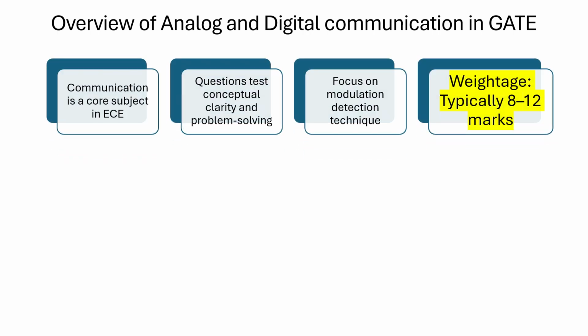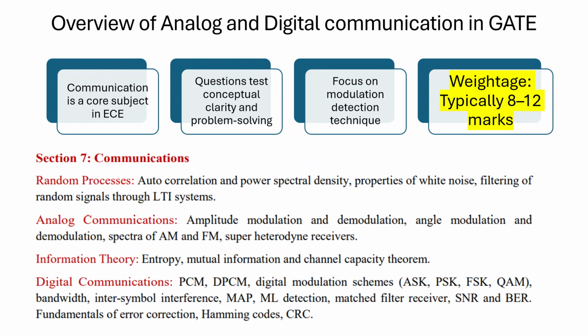Okay, so here is your overview. This is much more important because we have already discussed 5 questions related to this subject, so you may score marks in the range of 10 to 15. That is why this is a good course that you should cover. What are the major topics included in this course? Random process, analog communication, digital communication, and information theory. So these are the major topics.